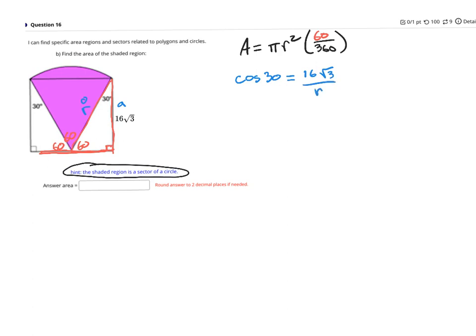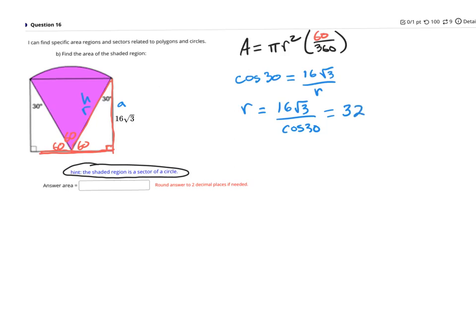Whoops, let me back up here just a second and fix this. That shouldn't be the opposite. That should be the hypotenuse there. So over the hypotenuse, which is the radius. To solve this, this is a division problem, so the radius is going to be 16 times the square root of 3 over the cosine of 30. When you put that in your calculator, you end up with 32.